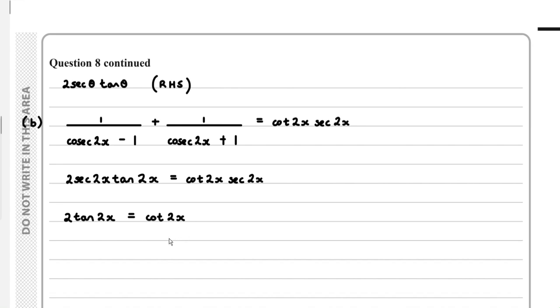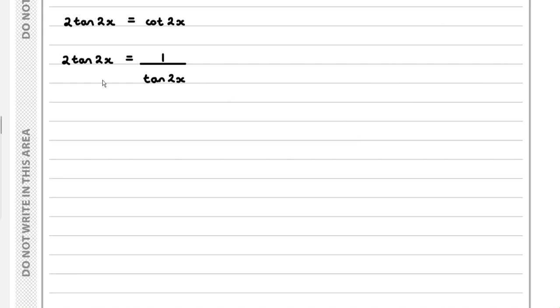And the cot 2x I can rewrite as 1 over tan 2x. If I multiply both sides of the equation by tan 2x and then divide both sides of the equation by 2, we end up with tan squared 2x equals 1/2, and square rooting, we have tan 2x equals plus minus 1 over root 2.